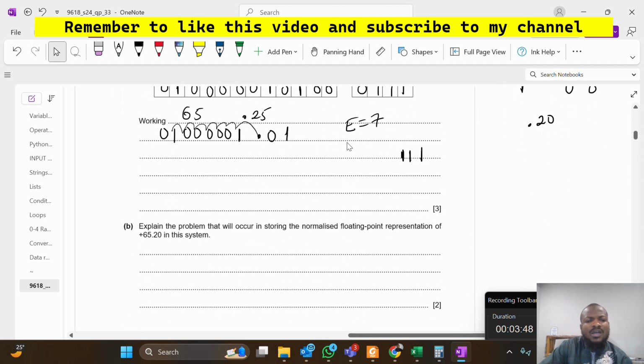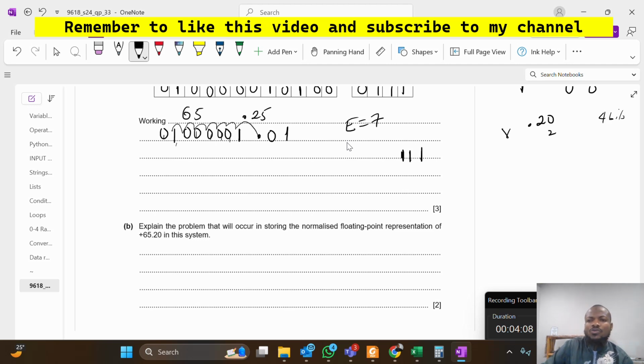12 bits implies that this 65 has taken 8 bits. So the exponent should not take more than 4 bits. Is that understood? So everything completes 12 bits. So the target for multiplying this decimal is to obtain 4 bits. I hope you understood that.